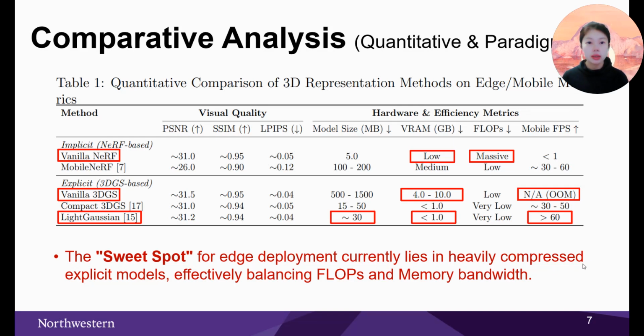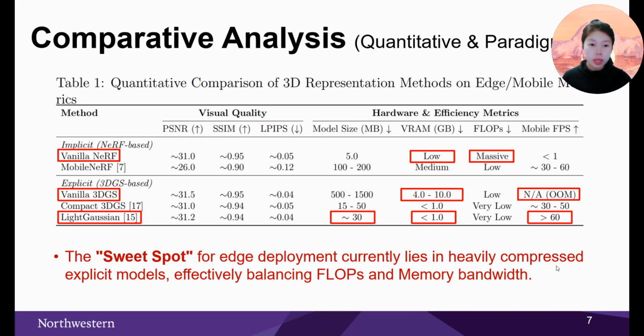On the other hand, vanilla 3D-GS provides excellent visual quality and very fast rendering. However, it typically requires between 4 and 10 gigabytes of RAM, which exceeds the memory capacity of most mobile devices. Interestingly, the current sweet spot for edge deployment appears to lie in compressed, explicit models such as LightGaussian.